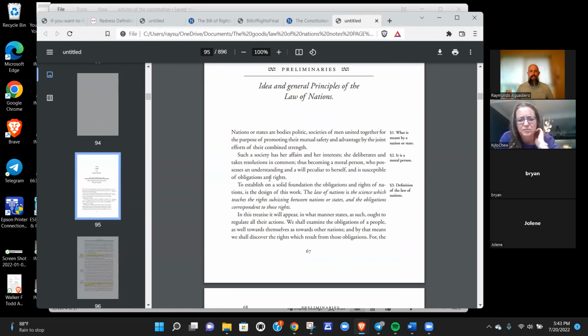Just to go over the very beginning here, to read the first few bullet points. Nations or states are bodies politic, societies of men united together for the purpose of promoting their mutual safety and advantage by the joint efforts of their combined strength. So nations are groups of people, groups of the living that congregate for a political purpose and to promote their mutual safety and advantage of being a group.